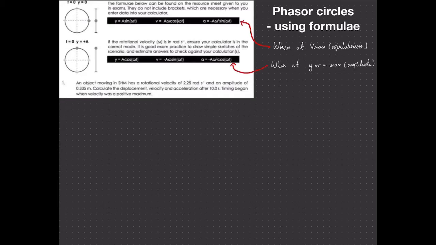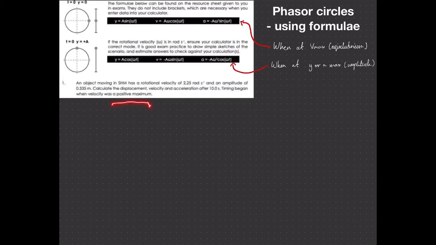Okay, let's get stuck into the question. So an object moving in simple harmonic motion has a rotational velocity of 2.5 rads per second. Remembering that when we use rads, to make sure that your calculator is set to rads and not degrees, and vice versa. Be very careful, this does catch out a lot of people in exams. And an amplitude of 0.335 meters. Calculate the displacement, velocity and acceleration after 10 seconds. Timing began when the velocity was at a positive maximum.